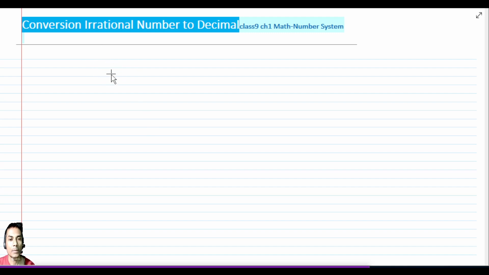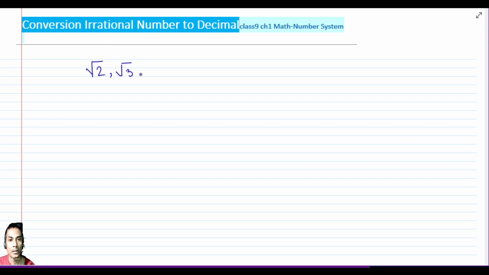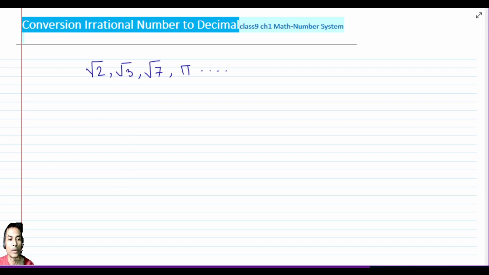Irrational numbers are those numbers that cannot be represented by p by q form, right? So for example, we consider root 2, root 3, root 7, pi, and so on. These all are the irrational number because we cannot convert them into the rational numbers, that means p by q form. Why is it not possible? Because if we just want to get the root 2 value, then what value do we get?